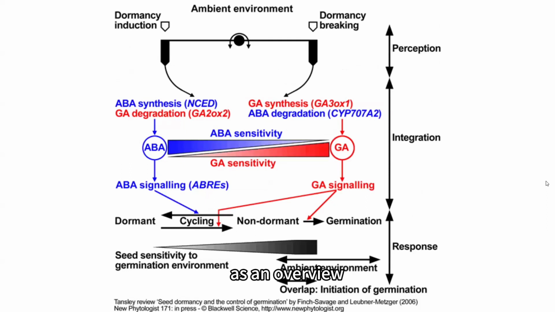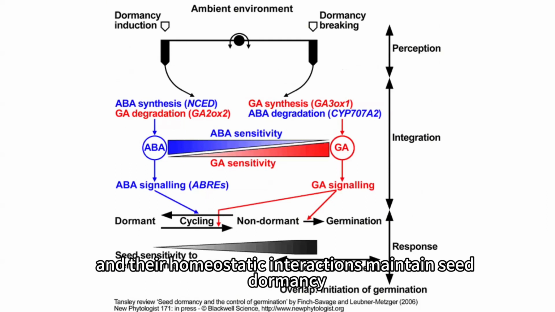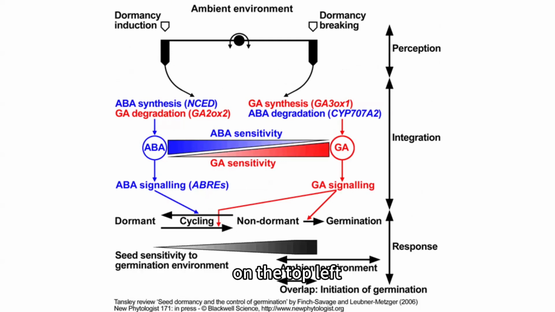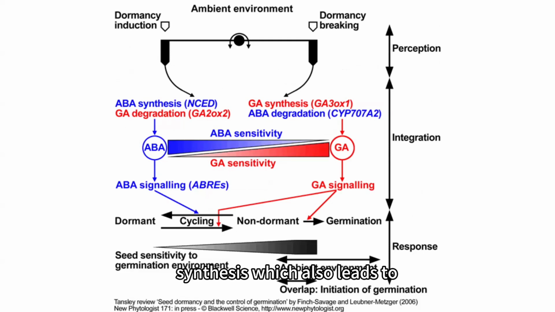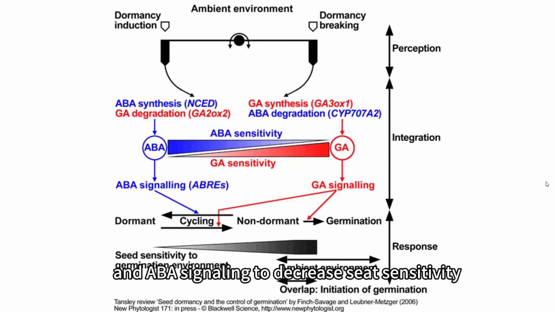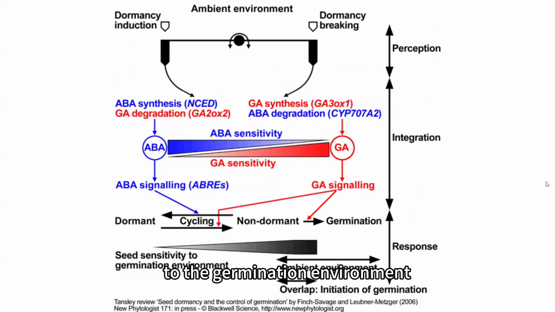As an overview, we can see that these two pathways and their homeostatic interactions maintain seed dormancy. On the top left, we can see that dormancy induction is carried by ABA synthesis, which also leads to GA degradation, and ABA signaling to decrease seed sensitivity to the germination environment.